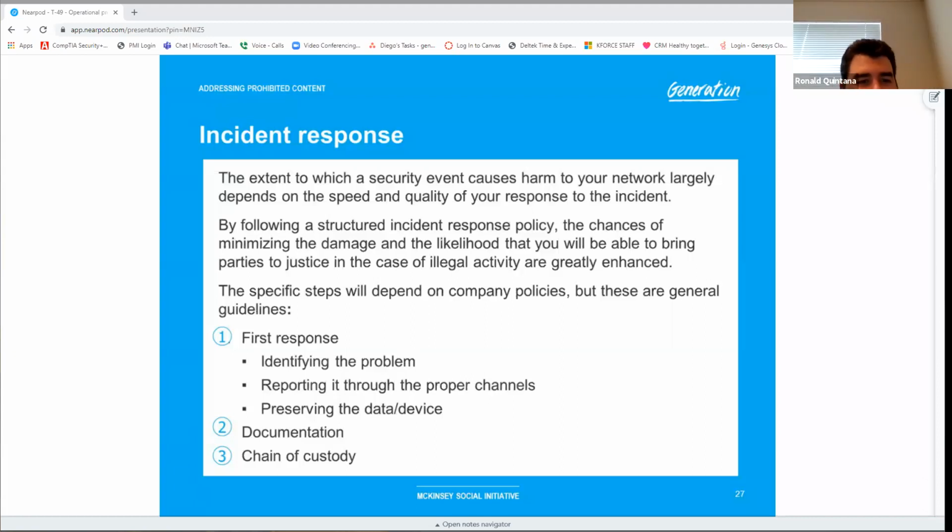All right. Incident response. The extent to which a security event causes harm to your network largely depends on the speed and quality of your response to the incident. By following a structured incident response policy, the chances of minimizing the damage and the likelihood that you will be able to bring parties to justice in the case of illegal activity are greatly enhanced. The specific steps will depend on company policies, but these are general guidelines.